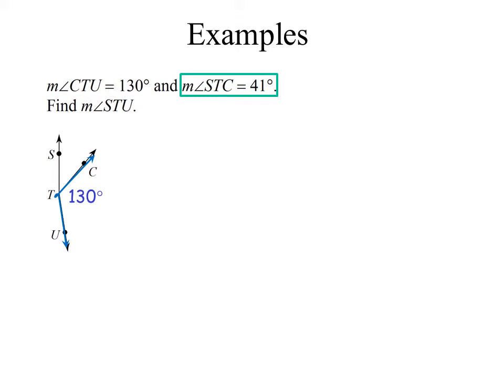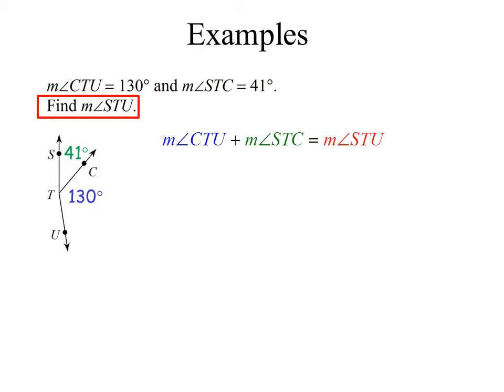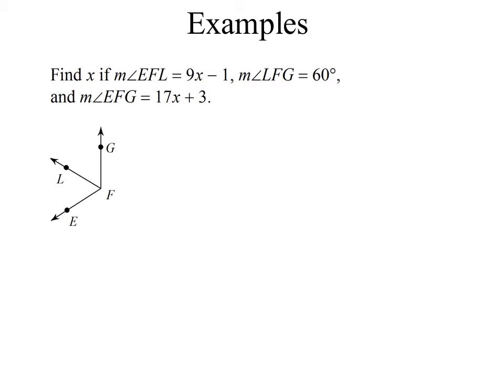The measurement of STC is given as 41 degrees. Well, that's this angle here, and it's 41 degrees. And they want us to find the measurement of STU, which is the whole big angle. Well, if you remember from the angle addition postulate, CTU plus the measurement of STC has to equal the whole angle, angle STU. If we substitute in the information we know, 130 plus 41 is 171 degrees. So we know that the measurement of STU has to be 171 degrees. Let's try another one.